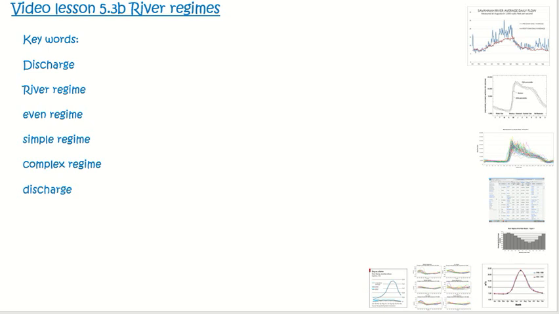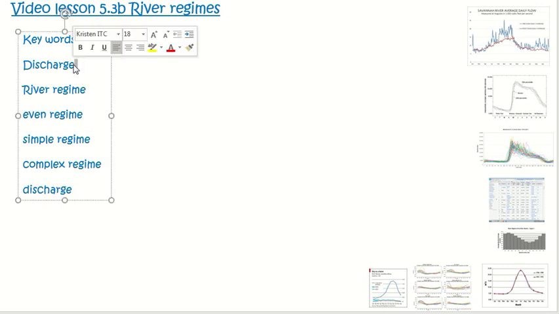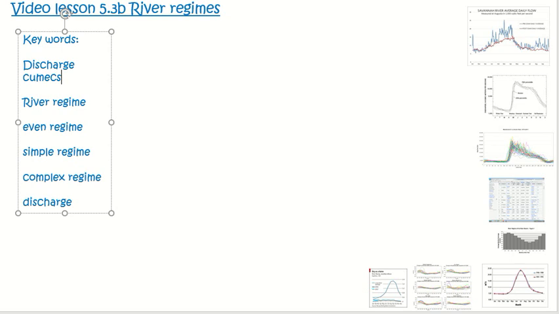Discharge, I've just put that on as a keyword as well, because if you don't know what discharge is, then you're going to struggle to understand what river regimes are. Discharge just means the volume of water flowing through a river channel at any given point or measuring station. And we measure discharge in cubic meters per second, otherwise known as cumecs.